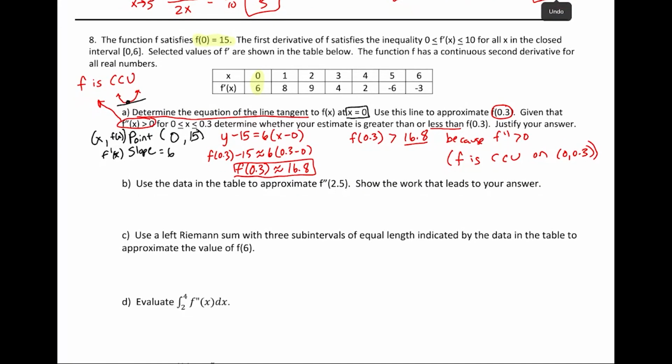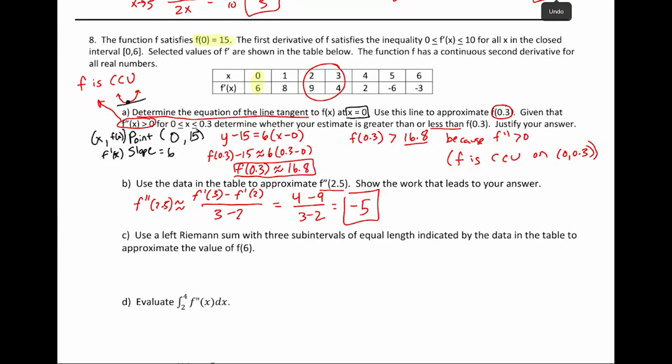Part B says use the data in the table to approximate the second derivative at 2.5. So the way we're going to approximate the slope of the slope at 2.5 is we're just going to use the slope formula. We're finding the rate of change of the rate of change. So this is f prime of 3 minus f prime of 2 over 3 minus 2. This is going to be the approximation for f double prime of 2.5. So f prime of 3 is 4, f prime of 2 is 9. 4 minus 9 over 3 minus 2 is going to be negative 5.